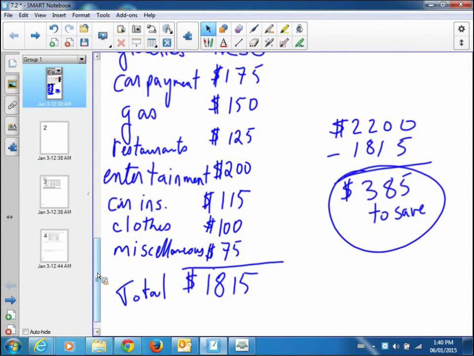Now, here's the thing. It's great on paper, and you can do this. And someday you will be getting a job, and you'll think, okay, I could make this work. The apartment only cost me $450 because I'm sharing it with 1 other person. And you make a budget like this and say, I can only spend $150 on gas.